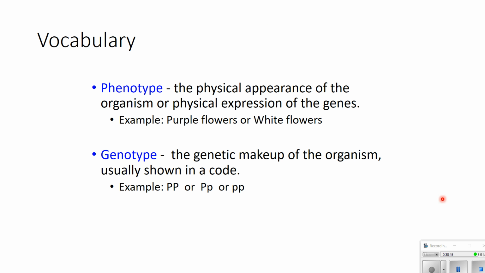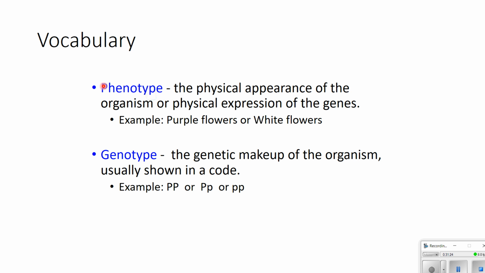It's important to understand the vocabulary, and you've already heard me throw around some terms here. You want to make sure you're getting a handle on the vocabulary, because if you don't understand what these words mean, you're going to get really lost really quickly. So let's go through some of the terms. You'll hear me talk a lot about phenotype and genotype. Phenotype is the physical appearance of the organism, or the physical expression of the genes. So just remember, pH in the word physical, pH in the word phenotype.